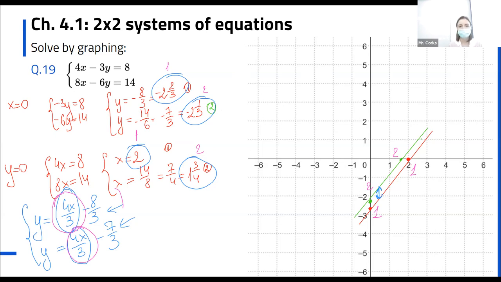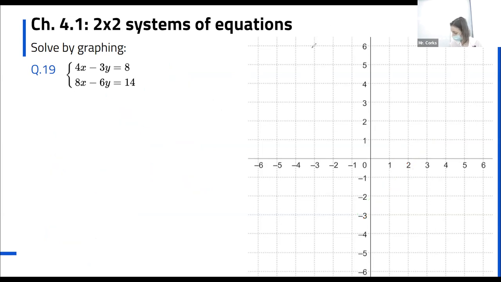Okay, let's continue. By the way, when you write the answer to such problems, please clarify it and write like lines parallel, no solution, or no intersection. So be precise in your answers. You need to state this for us to evaluate your answer.